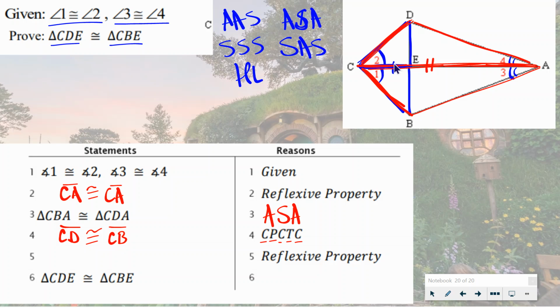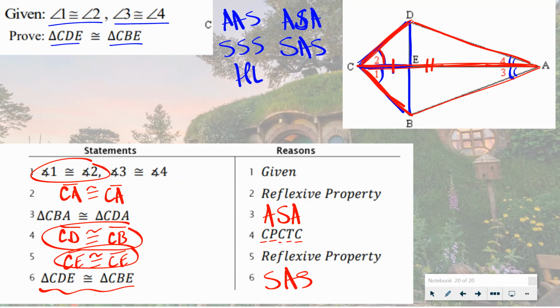So now I'm actually just going to say that this is congruent to itself. CE is congruent to CE. And so I have angle 1 and 2 being congruent. I have these 2 segments congruent, and I have these 2 segments congruent. So I have side, angle, side to show that the triangles are also congruent.